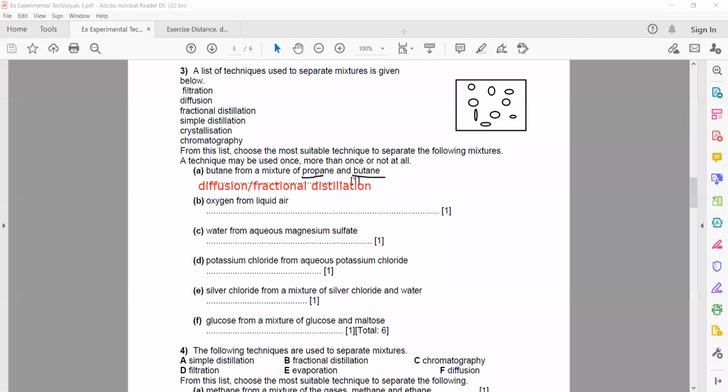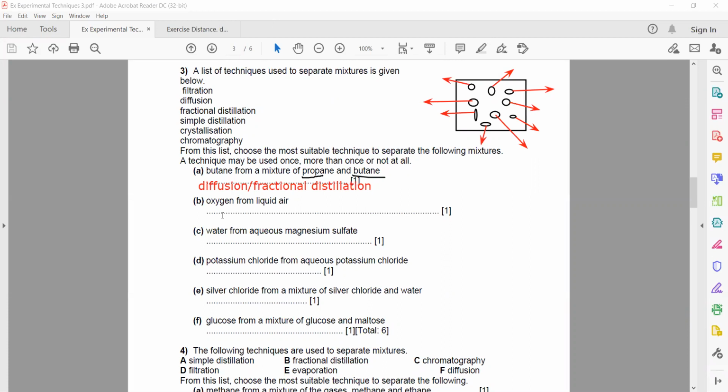So which gas will come out first? The gas which is lighter will come out first. And the gas which is heavier will remain in the container for a longer period of time. So this technique is called diffusion, but it's not 100% accurate. Some of the heavy gas will also come out, but it can be used. Oxygen from liquid air.